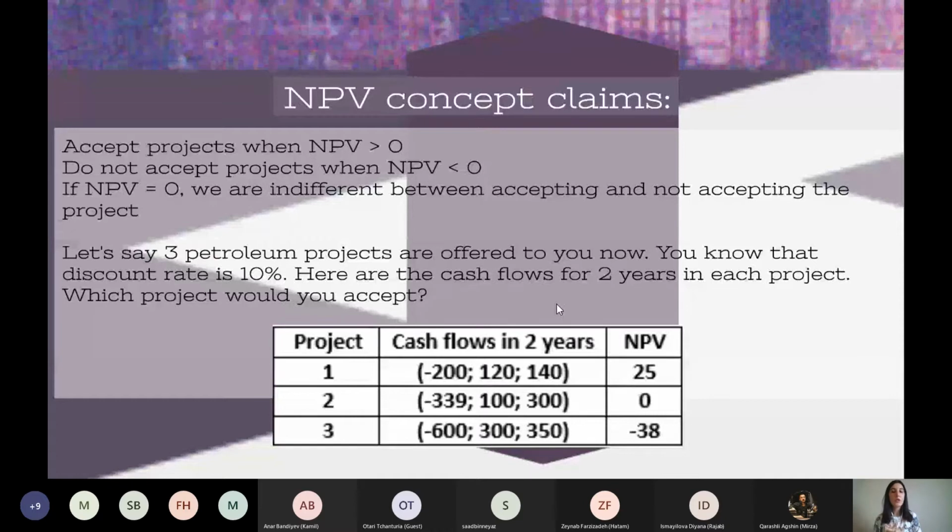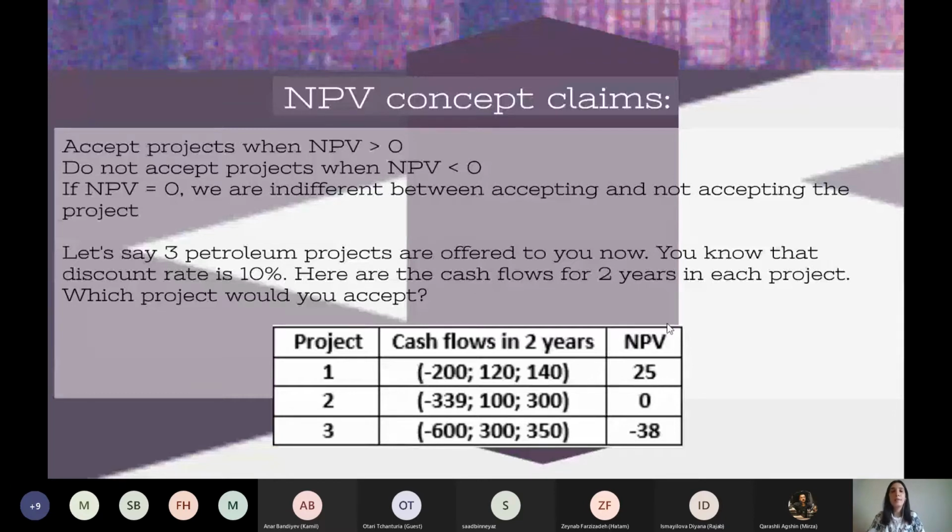You can calculate your discount rate or your NPV. So let's take a look at our 3 projects now, Project 1, Project 2, and Project 3. The first amount shows investment, your initial investment. Again, this is minus because you spend money, you don't earn anything. But you have 2 years here, 1st year and 2nd year. So first year cash flow is 120, the 2nd year cash flow 140. When you apply the formula to calculate NPV, you will receive 25.